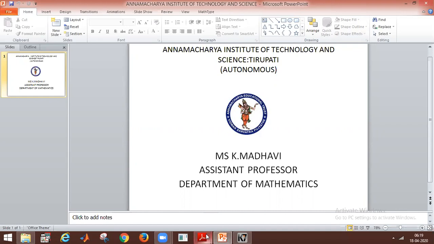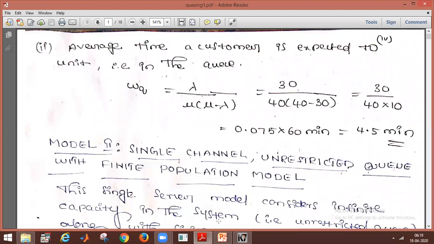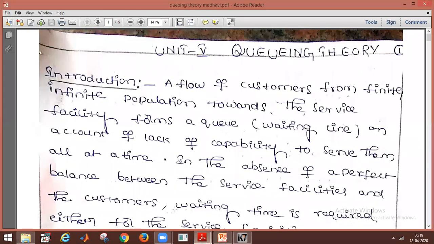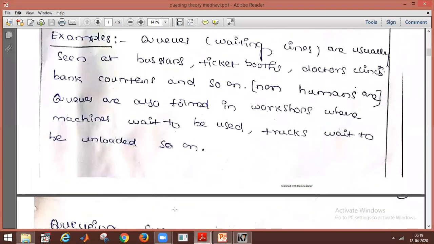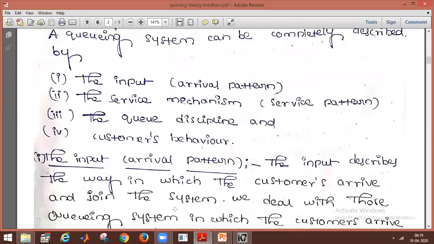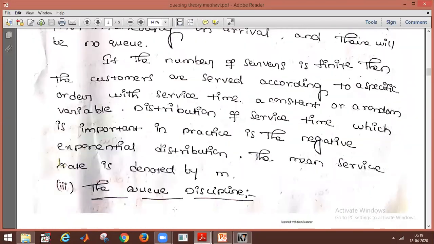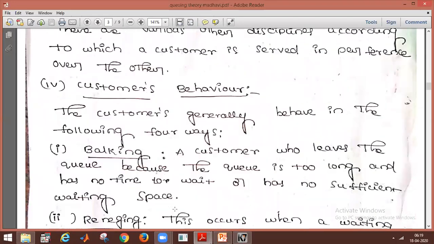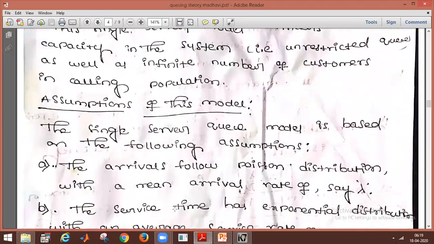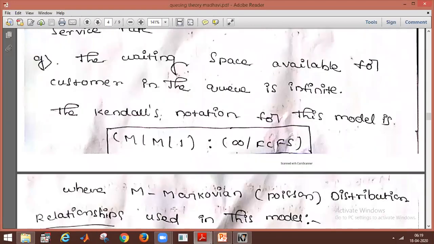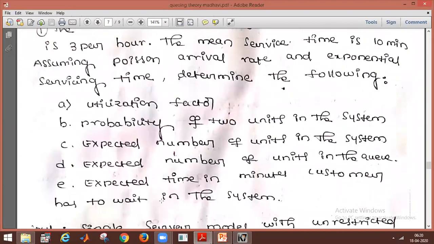Today, in yesterday's class, I explained the introduction of queuing theory, the definition of queuing theory and examples, depending upon the various types of queuing systems, and Model 1. Model 1 was explained in the previous class. Today I will discuss Model 2.